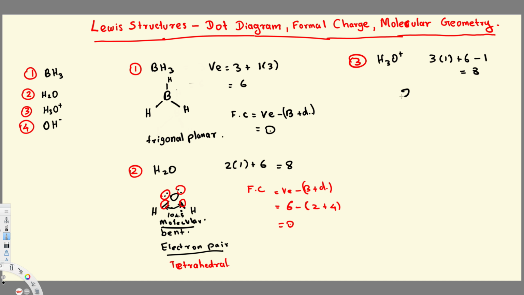Let's draw the diagram. So we have hydrogen right here, hydrogen, hydrogen. We have 6 filled up and 1 lone pair, right? Due to this lone pair, this is going to push these atoms down, and we have this shape right here. If you imagine, this is going to be a pyramid shape. So this is called trigonal pyramidal, and this is the molecular geometry.